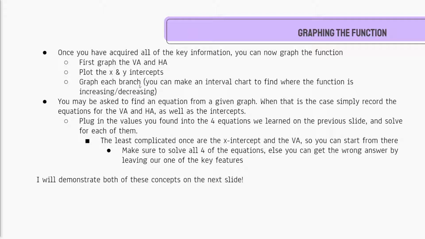Personally, I like to start with the x-intercept and the vertical asymptote because those are dealing with the numerator and the denominator. So for example, if your vertical asymptote is at x equals 1, that means your denominator should be of some form of x minus 1. Then, with that in mind, you found your c and d value.